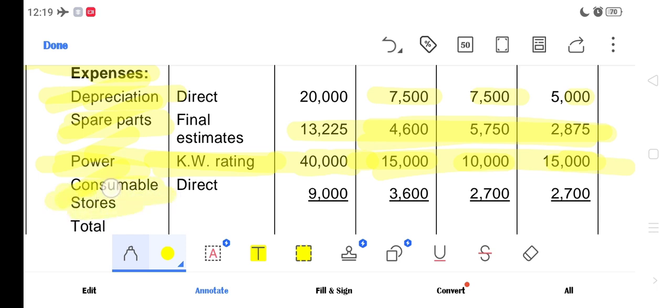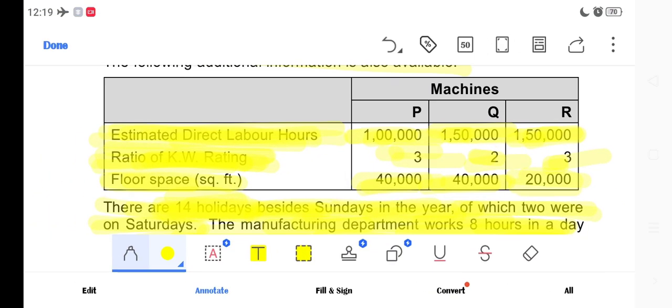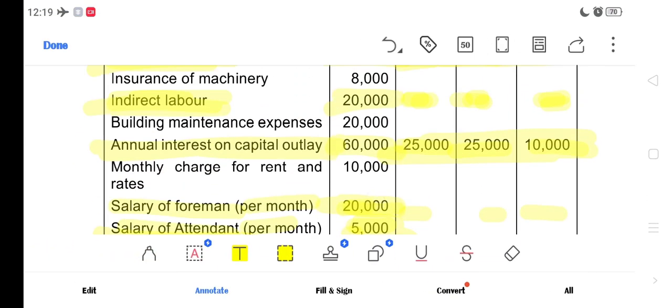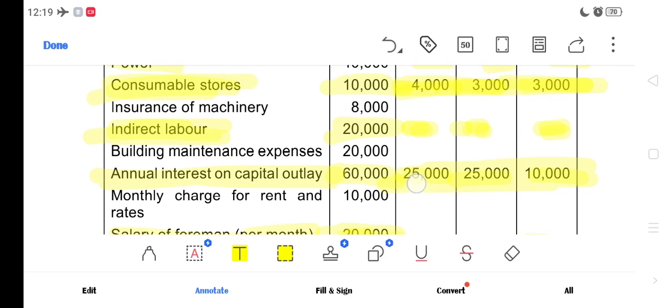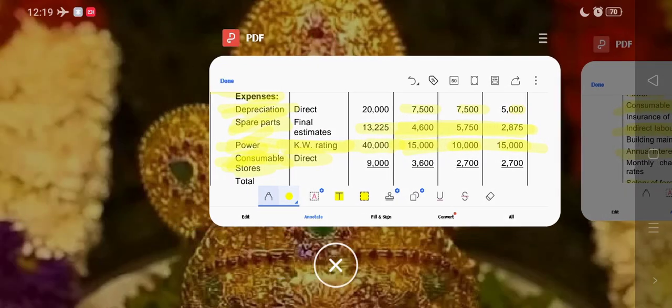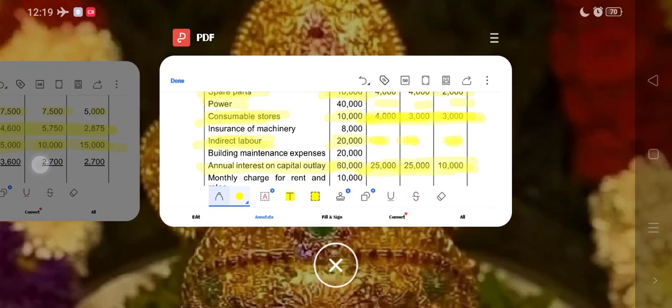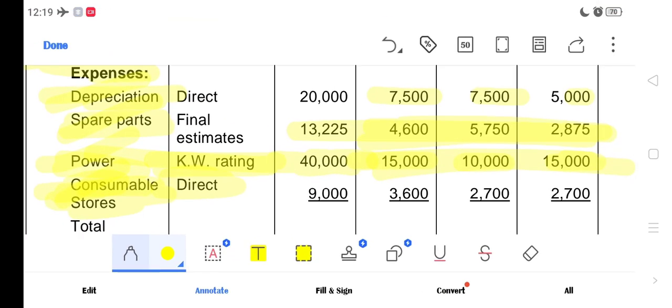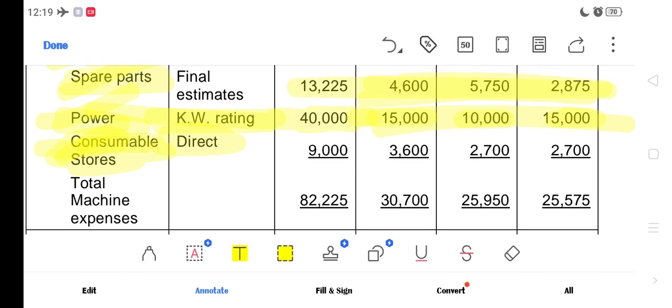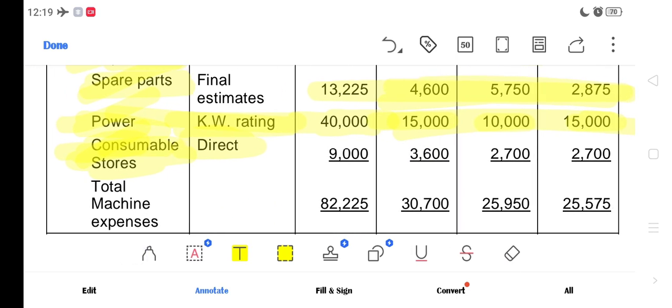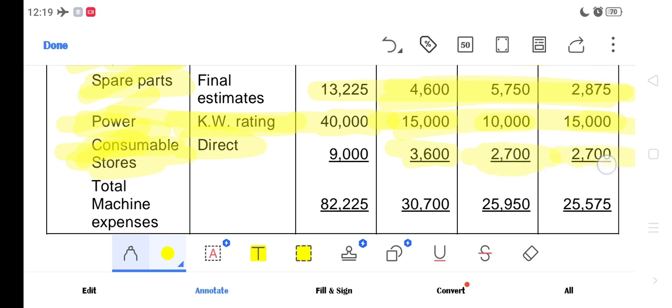And consumable stores, they have directly given, but there is something, a decrease of 10%. So we don't just copy directly, as there is a 10% decrease. Consumable stores, we have 4,000, 3,000, and 3,000, but we have a 10% decrease in consumption. Upon 4,000, you subtract the 10%, and for Q and R also the same. You deduct 10% of the cost. You get all these three totals.